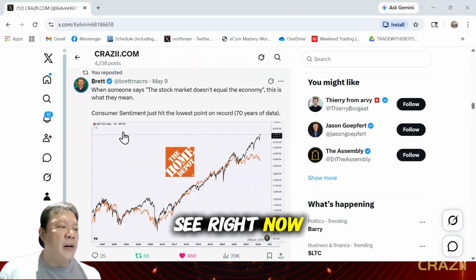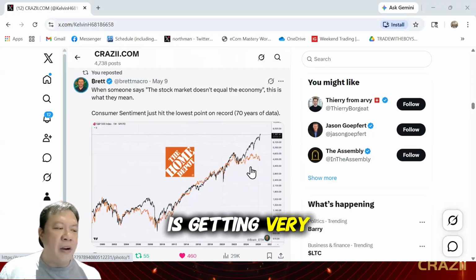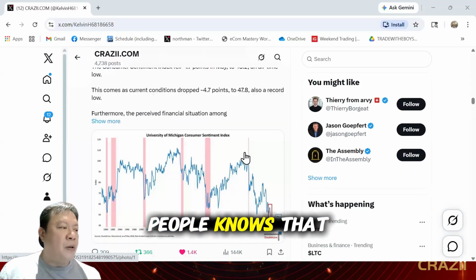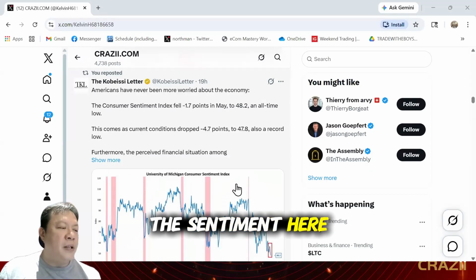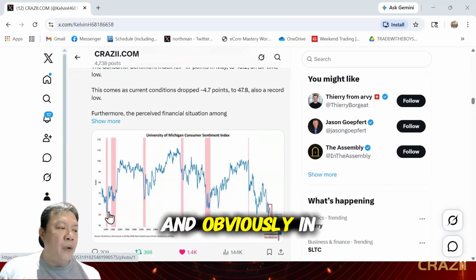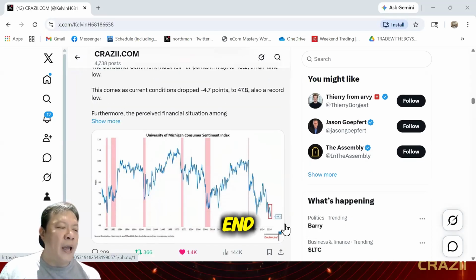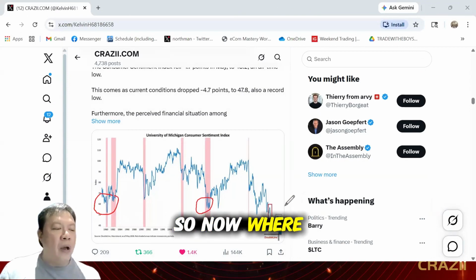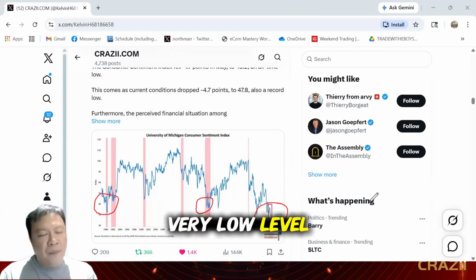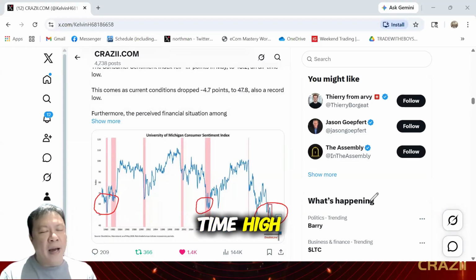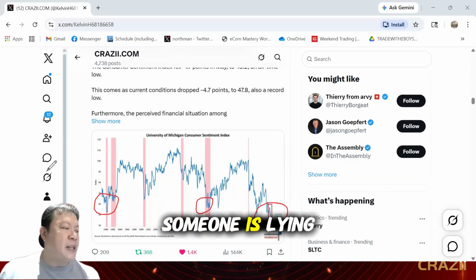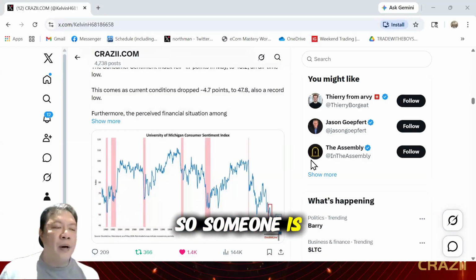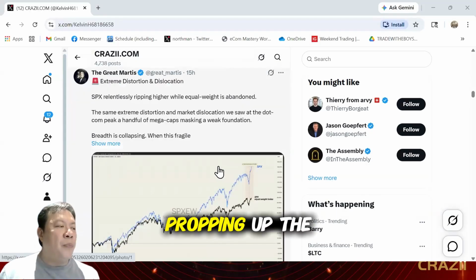And you can see right now, the consumer sentiment is getting very low. People know that the sentiment is really at the lower end. And obviously, in the past, whenever it's at the lower end, that is where you see a recession will always happen. So now we are at a very low level, and we have the stock market at an all-time high. Come on, guys. Someone is lying. It cannot be the entire economy is lying, right? So someone is definitely artificially propping up the market.